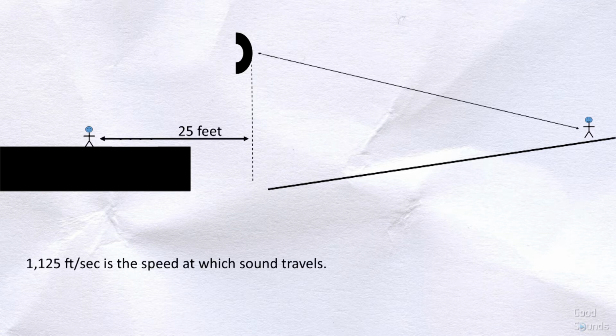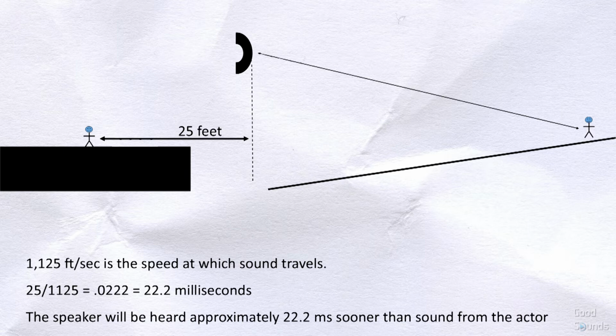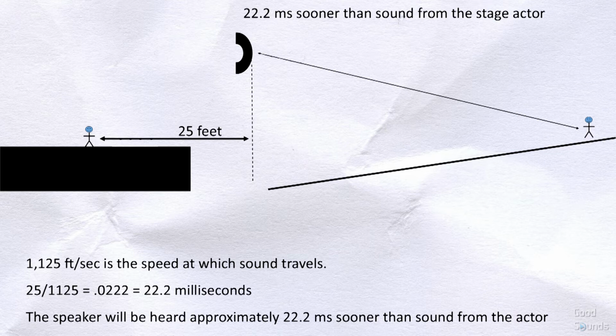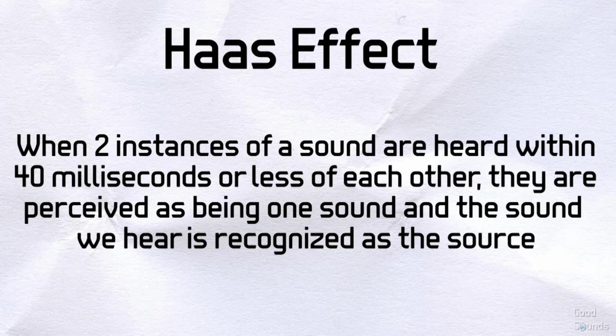If sound travels at 1,125 feet per second, then it will take the actor's voice approximately 22.2 milliseconds longer to reach the house than the speaker. If we delay the speaker 22 milliseconds, both instances of sound from the actor and the speaker will be traveling together in time. Now, if we apply the Haas Effect principle, then we should be able to delay that speaker by up to an additional 40 milliseconds without creating multiple instances of the same sound.